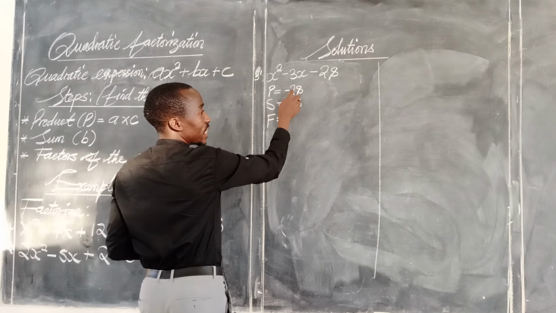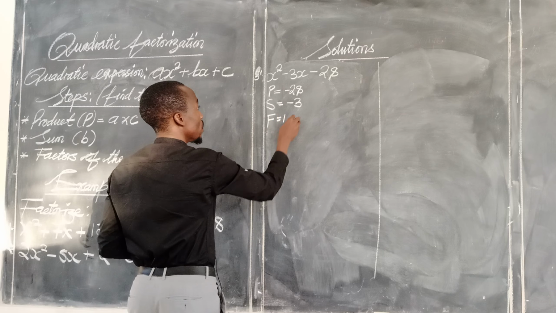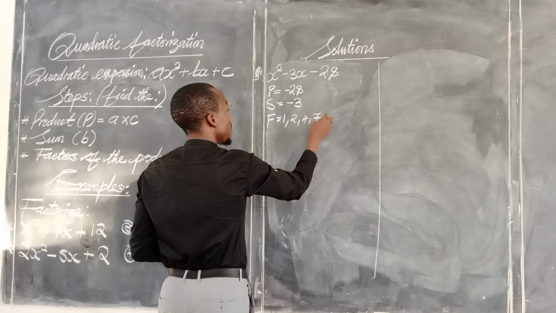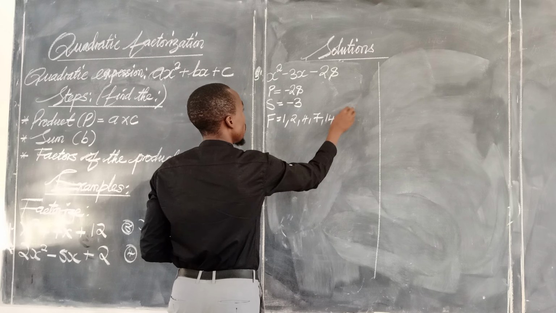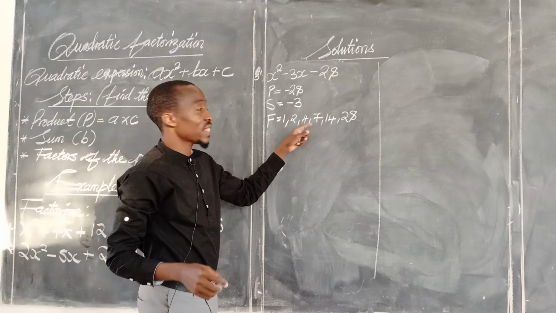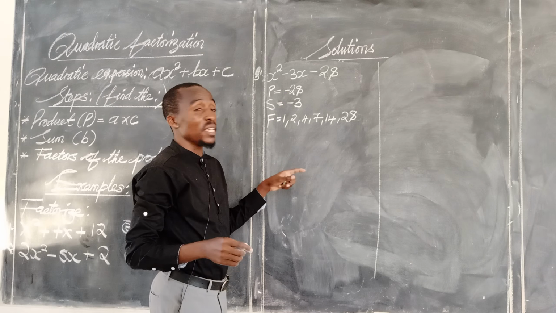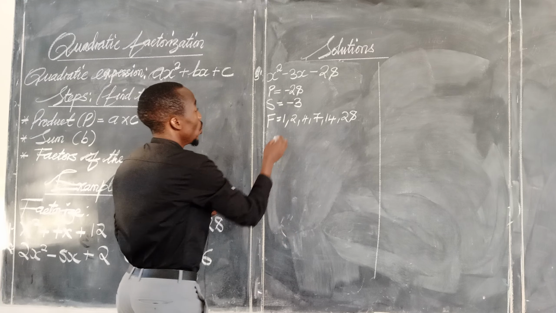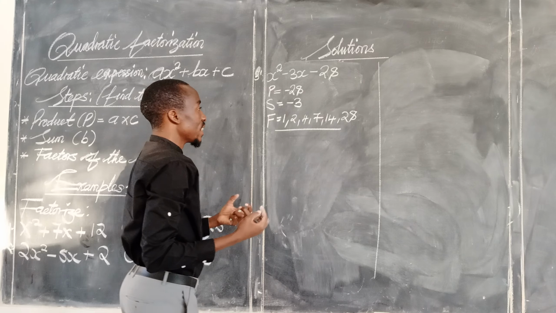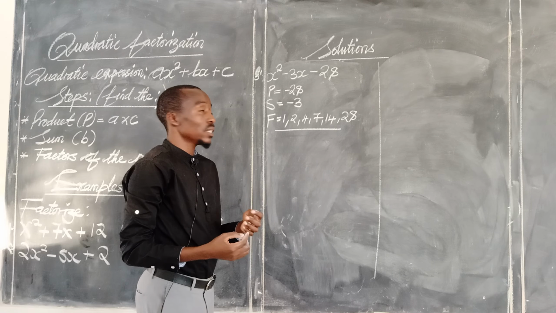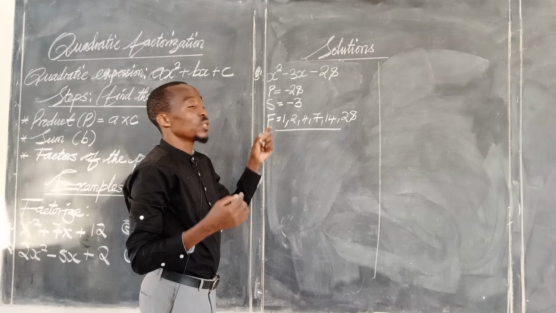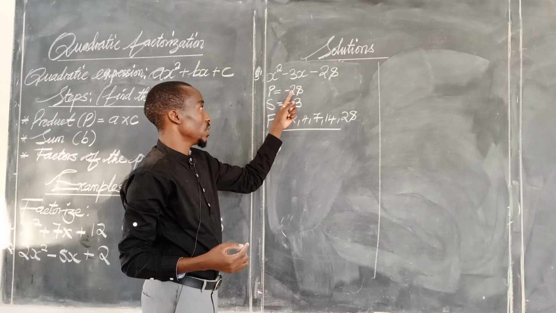What are the factors of the product? The factors of 28 are 1, 2, 4, 7, 14, and 28 itself. Those are the numbers that go into 28 without leaving a remainder. From there, we look for 2 numbers among the factors such that when we add or subtract, they give us the sum, which is negative 3, and when we multiply, they give us negative 28.